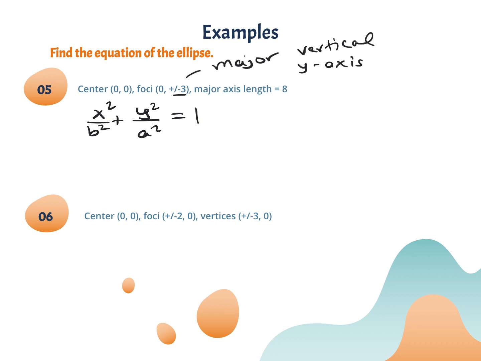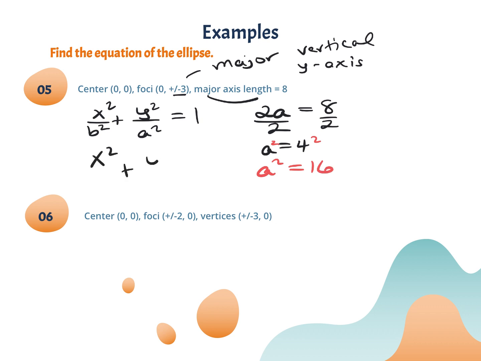So on the prior slide, we learned that the major axis length is always equal to 2 times a. So this major axis length is always 2a. So I'm going to set it equal to 8, divide by 2, a equals 4. But then in order to get a squared, I got to square it. So if I square both sides, a squared becomes 16. So I've already got my first missing piece that I can fill in here. A squared equals 16. Now I need to find my b value.